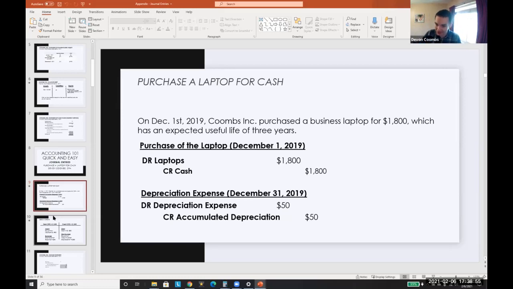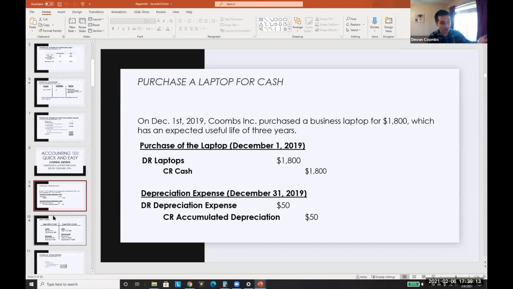They're something that I'm using for my business. And what am I paying for that asset? Cash, right? I'm trading one asset for another. So I'm giving my cash for a laptop. I'd debit my laptops and I'd credit cash, right? Debit laptop, which is an asset because I'm increasing the asset, and I'm crediting cash because it's decreasing the asset.